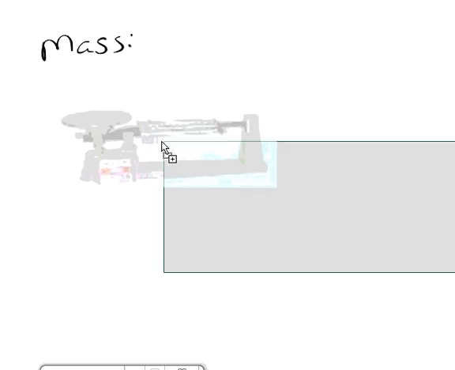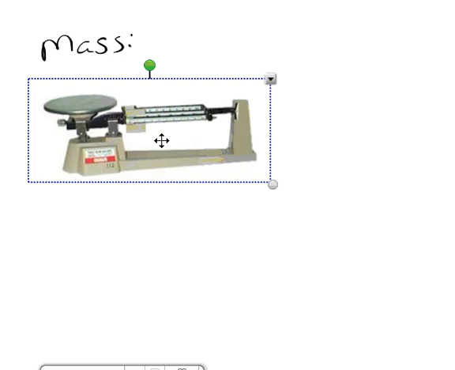Okay, so I want to try to illustrate these differences a little bit. Mass is typically measured with a triple beam balance, something like this. That's how we're going to do it in class. You can also use a digital one. Your bathroom scale at home is attempting to measure your mass. All right, mass is measured with a balance.